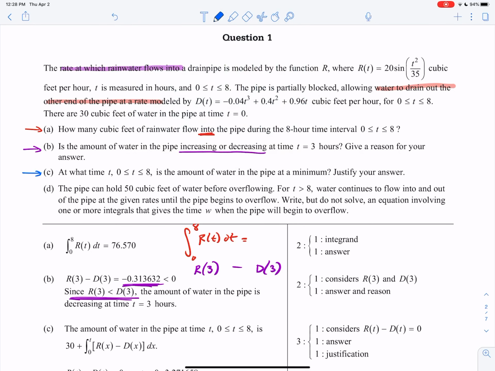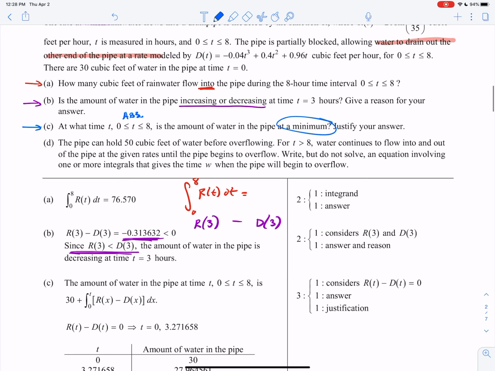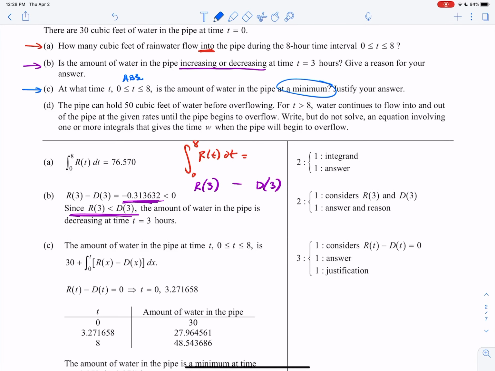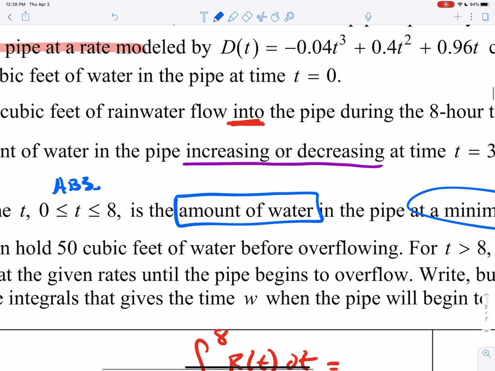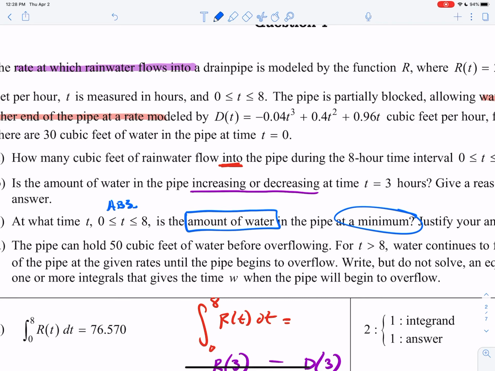Here's part C. At what time from 0 to 8 closed is the amount of water at a minimum? So here we know we're looking at an extrema. Specifically, we know it's absolute because there are bounds. It's a closed interval here. So some things that we have to get out of the way. If you want to know the amount of water, you have to consider what you started with. So in this case, at t equals 0, I started out with 30 cubic feet of water. Then I want to factor in the amounts that are going in and the amounts that are going out.